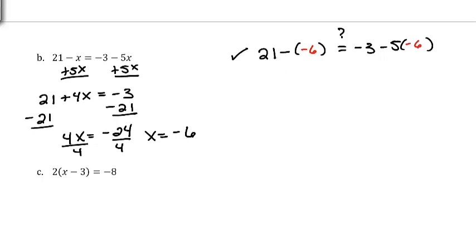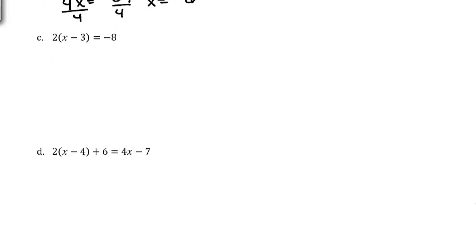So 21 minus a negative 6, remember when you're subtracting a negative, it becomes addition. And so 21 plus 6 is 27. And then over here we have negative 3, and negative 5 times negative 6 is positive 30. And so 27 is in fact equal to negative 3 plus 30. And as soon as you can see that this statement is true, you can stop at that point. And I always put a big capital T indicating that, yep, it actually did work.